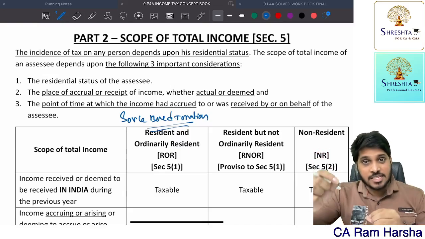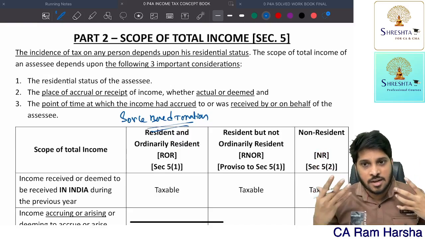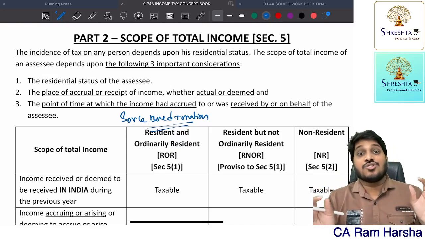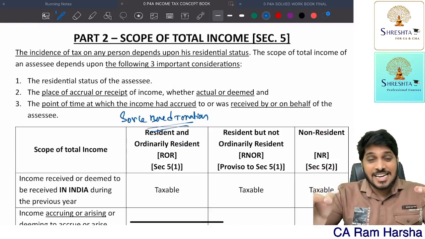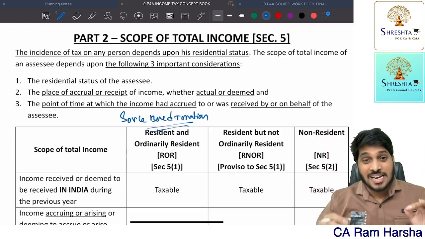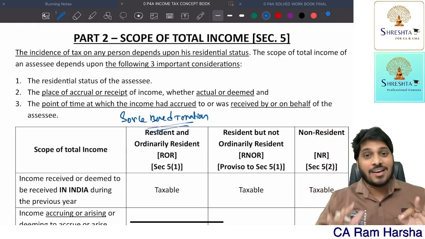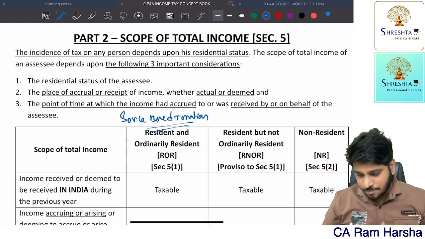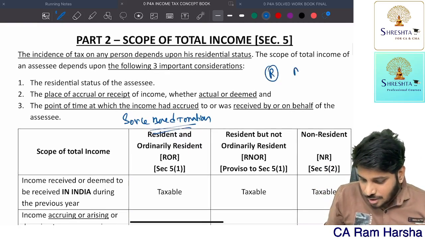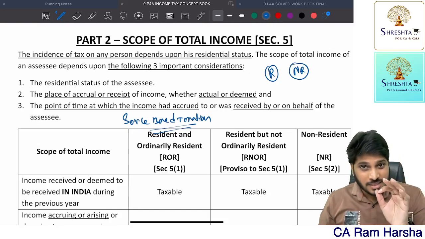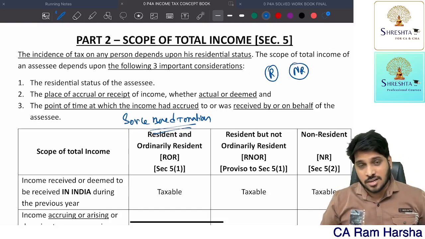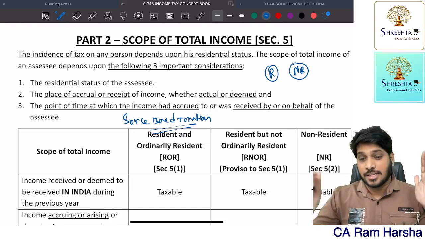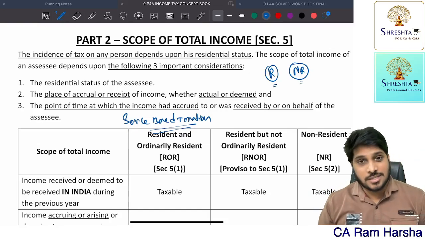So now you see how many situations like this will be there. For every case, the income tax department cannot sit and clarify what is taxable and what is not taxable. They can't write that. So the Indian Income Tax Act classified taxpayers into two categories, residents and non-residents.